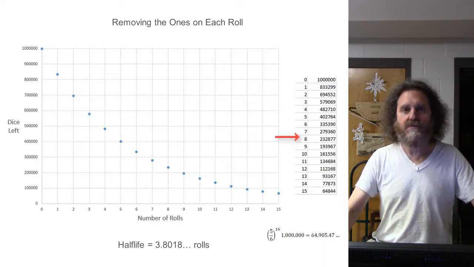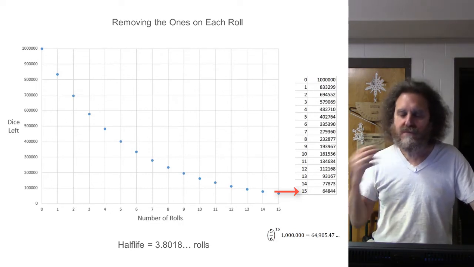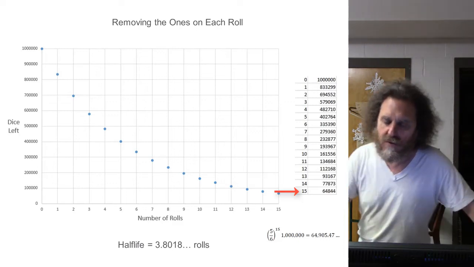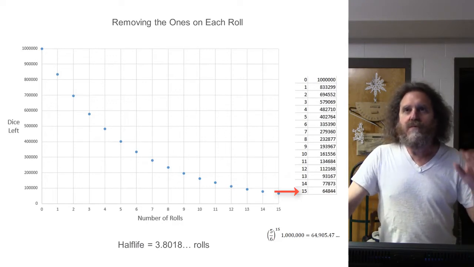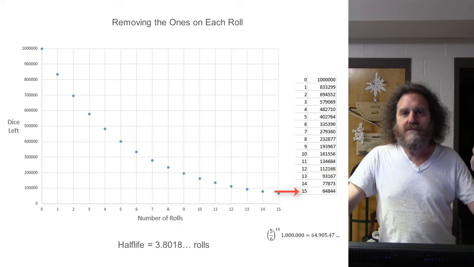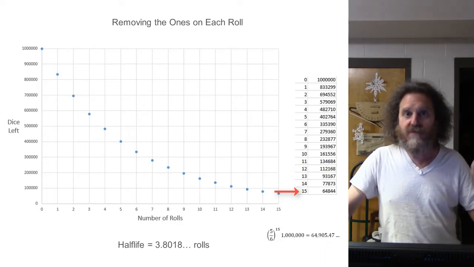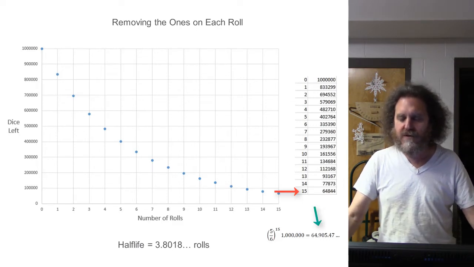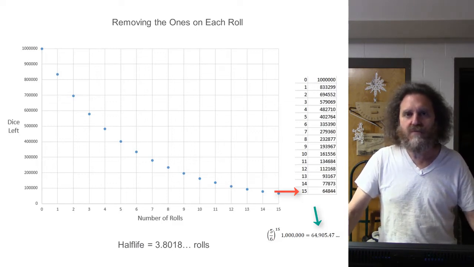And it did this 15 times. So it rolled the dice 15 times, and every time removed the ones. And after 15 rolls, wound up with 64,844. So now you can see how well behaved this is, because if you take 1,000,000 and multiply it by 5/6 exactly, instead of doing this computer simulation, and then multiply that by 5/6 and multiply that by 5/6 15 times, the number you wind up with is 64,905. That's very close to 64,844 that this simulation produced after 15 rolls.